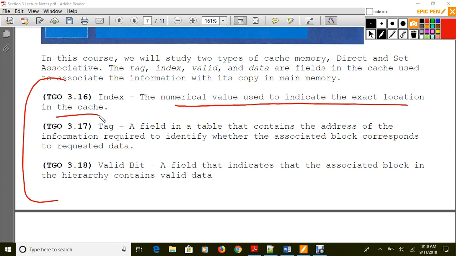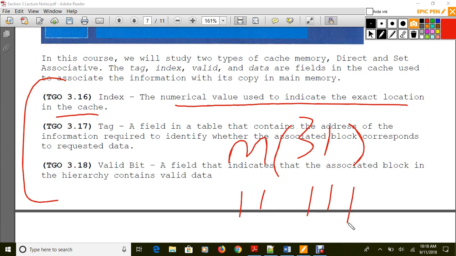So the tag is a field in the table that contains the address of the information required to identify the associated block, to identify whether the associated block corresponds to the requested data. Now this will make a lot more sense when we work through an example question. But let's say I have memory element 31, right? So in this case, it's 11111.